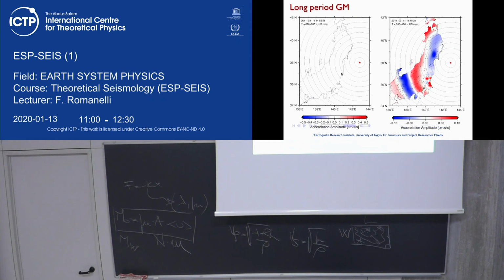Now, let me stop it. Let's give a look to the other cartoon on the left. Now period is shorter, between 20 and 50 seconds. If you take again 4 kilometers per second, now the largest wavelength will be 80 kilometers.